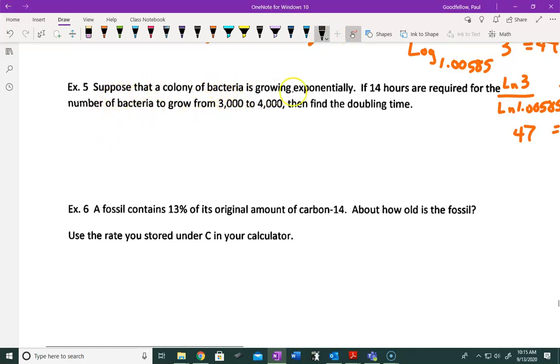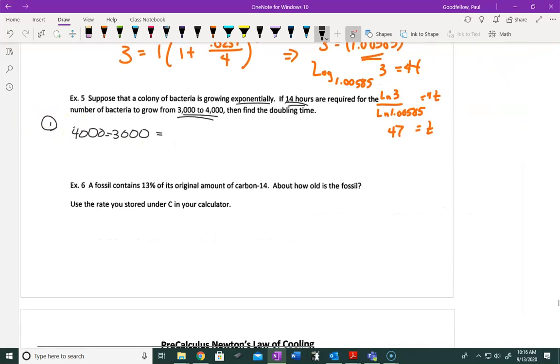Suppose a colony of bacteria is growing exponentially. That's nice to know. 14 hours is required for the bacteria to grow from 3,000 to 4,000. So initially 3 becomes 4, ultimately, and then it says find the doubling time. Well, you're going to need to use this initial value to figure out what the k value is first. I have no k concept, so I better find k first.